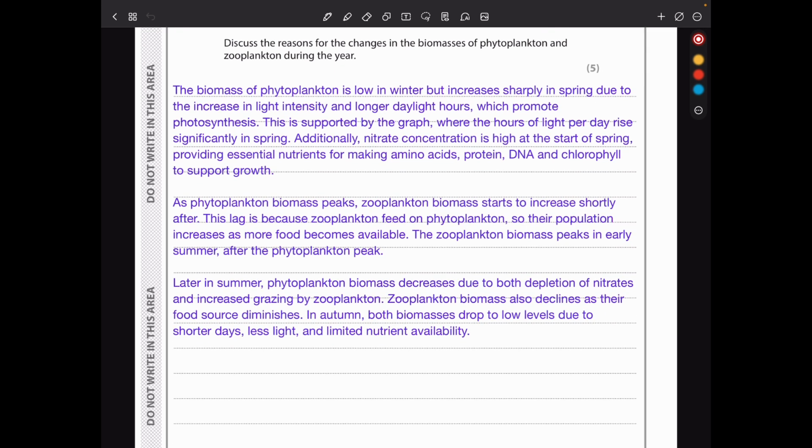As phytoplankton biomass peaks, a zooplankton biomass starts to increase shortly after, but there is a lag, and this lag is because zooplanktons feed on phytoplanktons. So their population increases as more food becomes available. The zooplankton biomass peaks in early summer after the phytoplanktons peak.